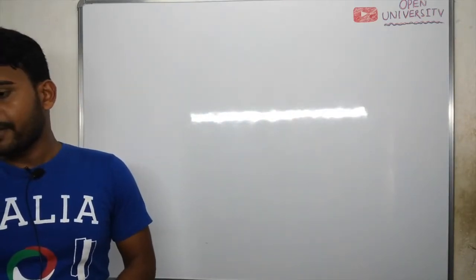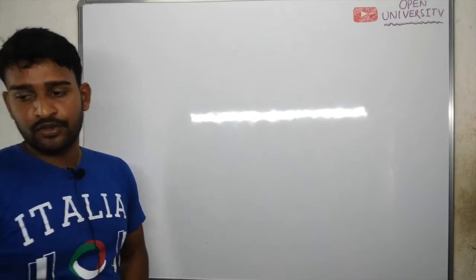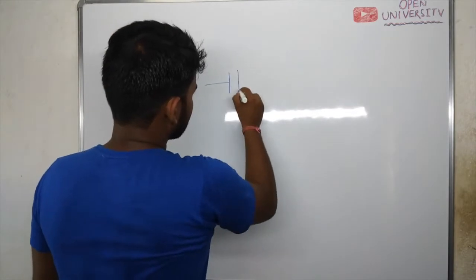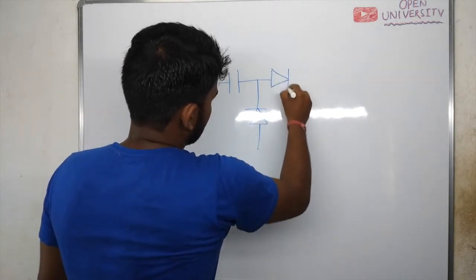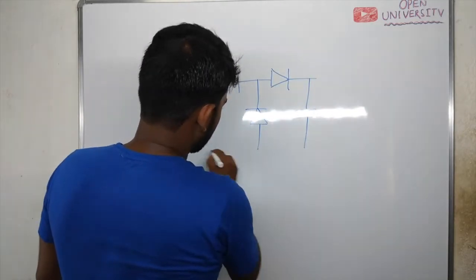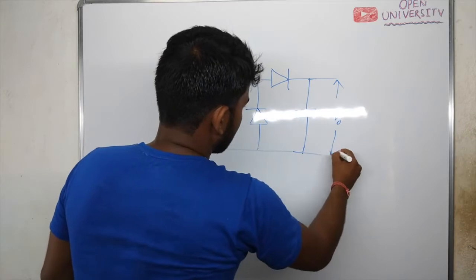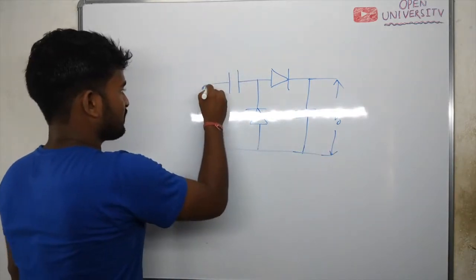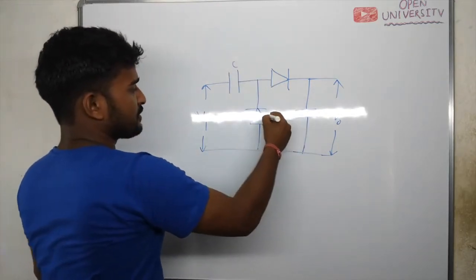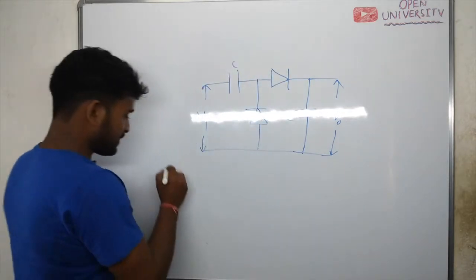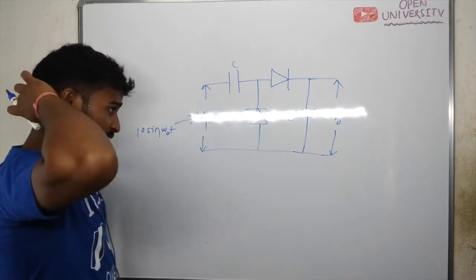If the input to the circuit given below is 10 sin omega naught t, then the output voltage of the circuit will be dash volt. Some circuit is given like this. And this is your output voltage, and this is your input voltage. This is your capacitance. This is your D1, D2. And the input voltage is given to be 10 sin omega naught t. And the question is, what is the output voltage?